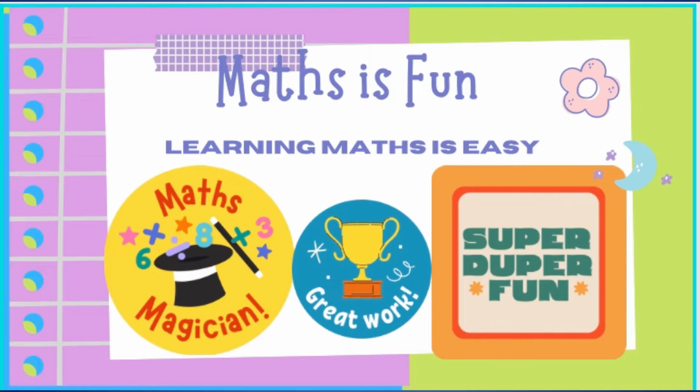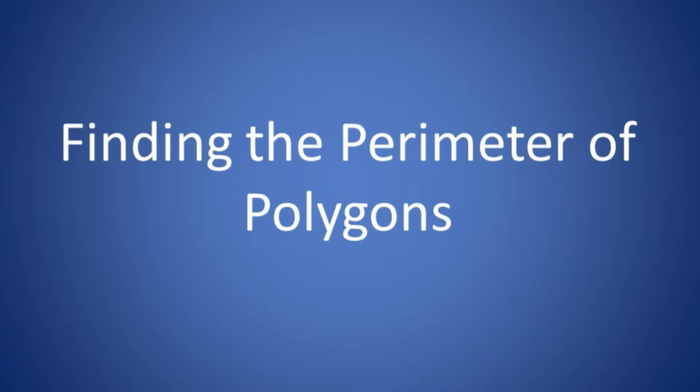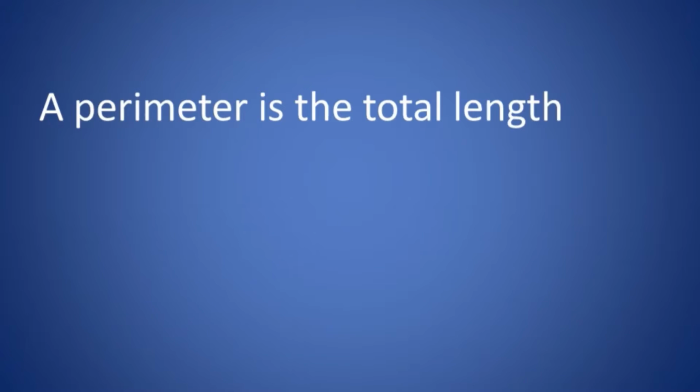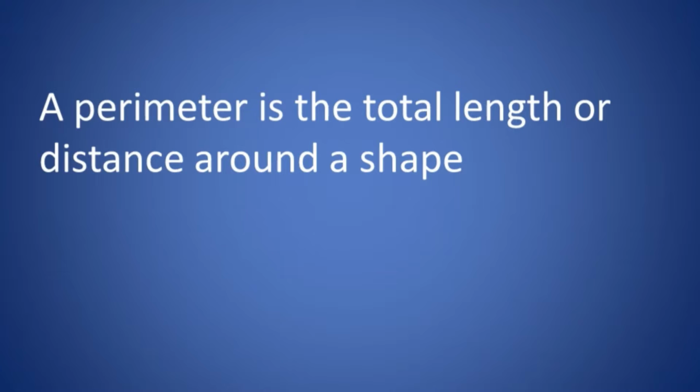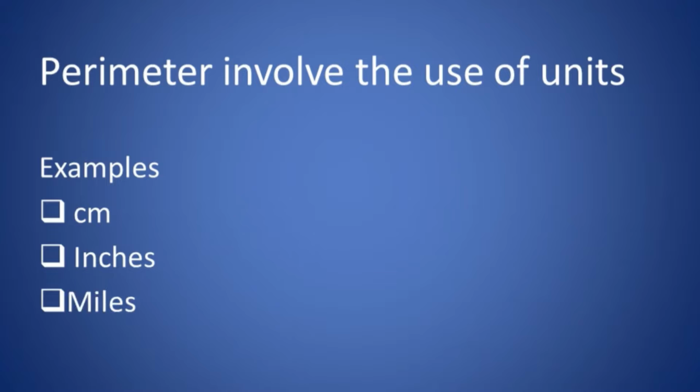Maths is fun. Today, our focus will be on perimeter, finding the perimeter of polygons. But first, we want to know what is perimeter. So, a perimeter is the total length or distance around a shape. When finding the perimeter of a shape, it involves the use of units. And some of those units involve centimeter, inches, and miles.